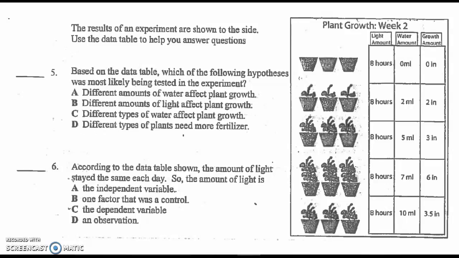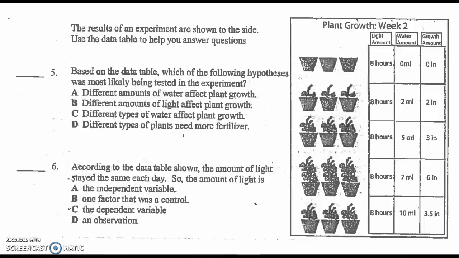Number 5. Based on the data table, which of the following hypotheses was most likely being tested in the experiment? A, different amounts of water affect plant growth. B, different amounts of light affect plant growth. C, different types of water affect plant growth. D, different types of plants need more fertilizer.